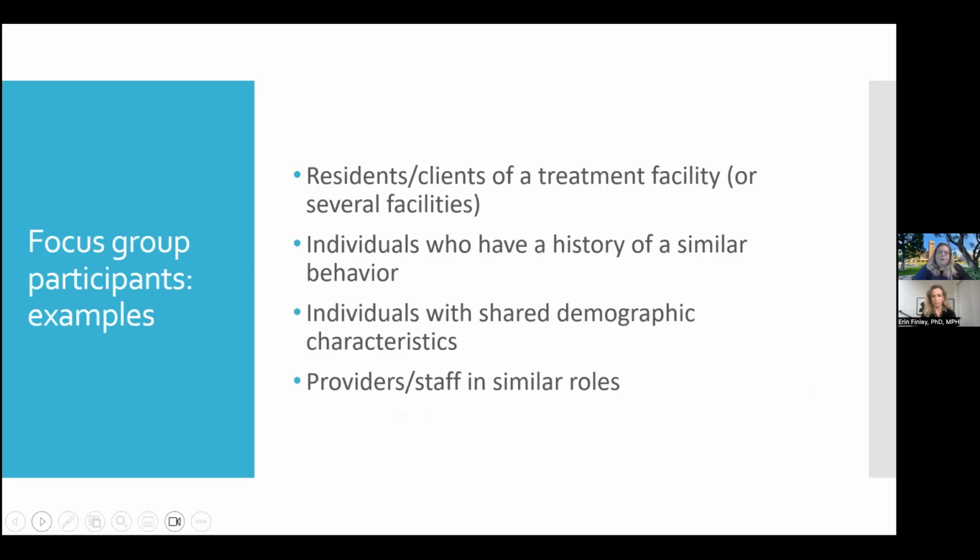Some examples, these are all in your reference list, papers that pertain to these, and we'll come back to some of these examples as we go along. I've done focus groups with residents or clients of treatment facilities, people who have a history of similar behavior, people who have some shared demographic or other types of characteristics. You might have providers or staff who are in similar roles. There are many options, but you can get that sense that there is something shared and in common across your participants, and they know that that's why they are in the focus group, because of those eligibility criteria, so to speak. They know that if they're saying, yes, I'll be in the focus group because I have this and this and this characteristic, they're coming to it knowing what the focus is and why they are appropriate to be participants.